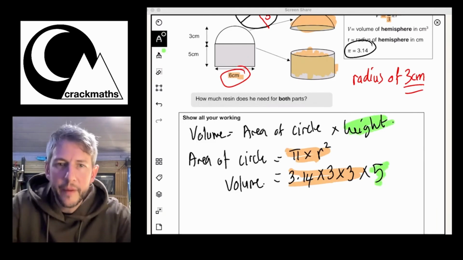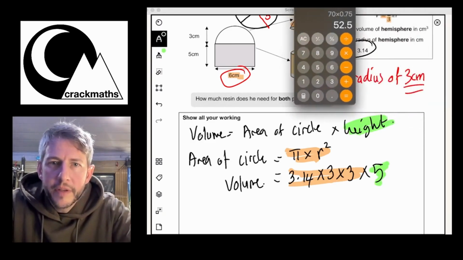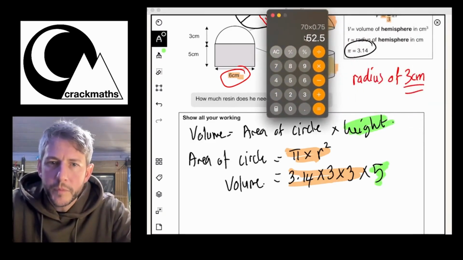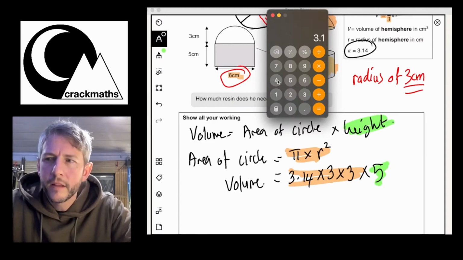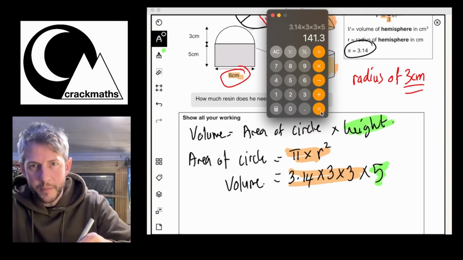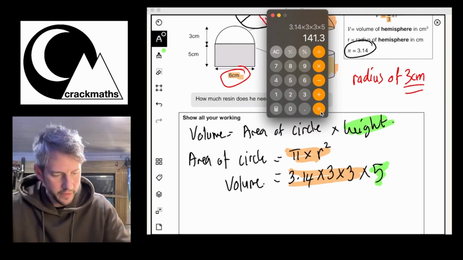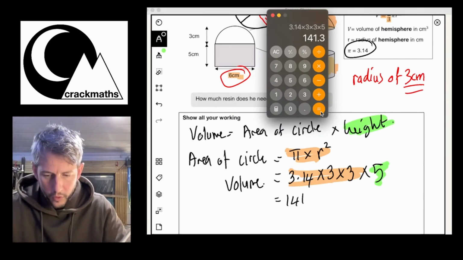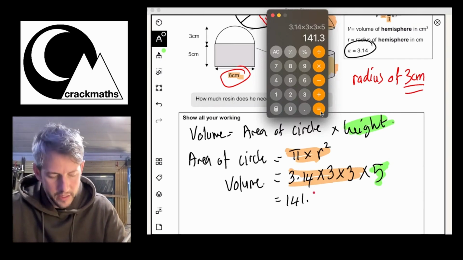So I'm going to bring out my calculator for this. So here we go, I'll just put that up here. So we have got 3.14 times 3 times 3 times 5. Okay, so the volume of this bit is going to be 141.3, and that's centimetres cubed.